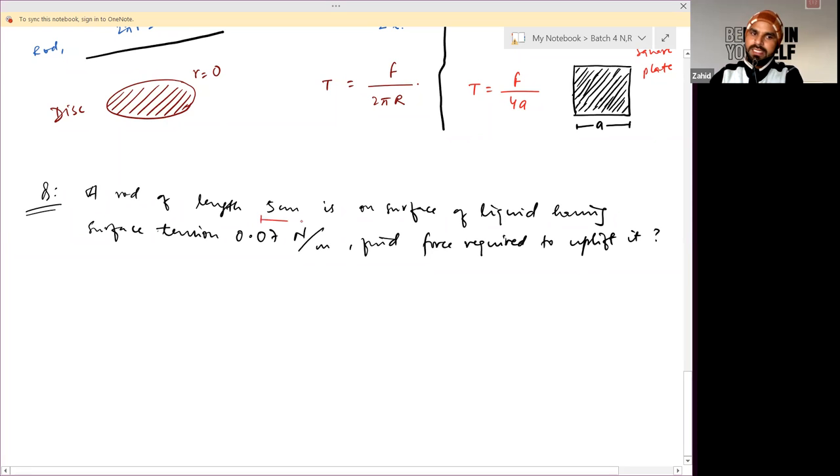Here we have length in centimeter, so you have to first convert it into meter and then apply the formula. Okay, sir.